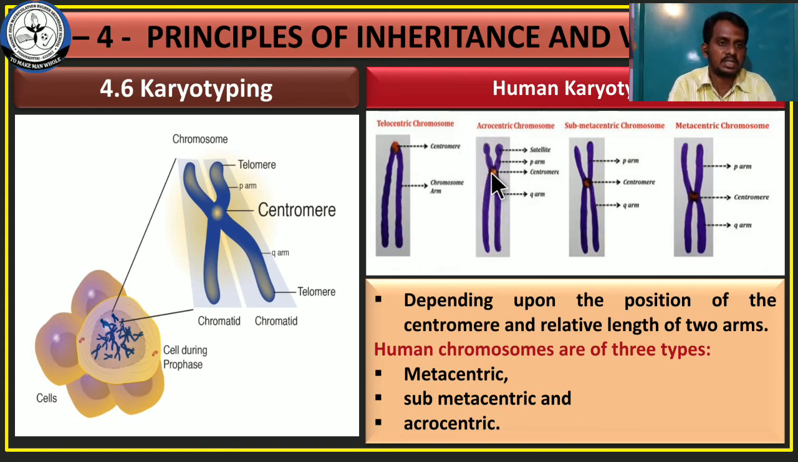Okay students, that's all. Today's class is over. Only one topic is remaining in this part, that is Mendelian disorders and chromosomal abnormality. Next class we will discuss the next topic in chapter number 4, that is Mendelian disorders.